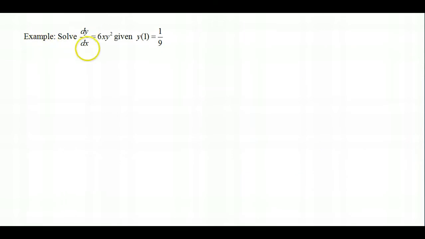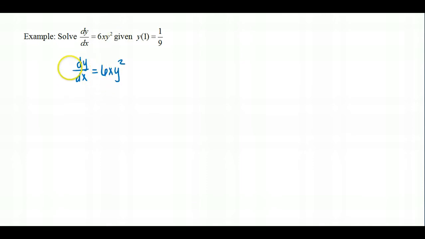Example, solve dy/dx equals 6xy squared given the initial condition y of 1 equals 1/9. This looks really similar to the other differential equation problems, except for now we have this variable y. So what we're going to try to do is separate the variables, so get all the terms with x's on one side and y's on the other side. So let's rewrite the problem. dy/dx equals 6xy squared.